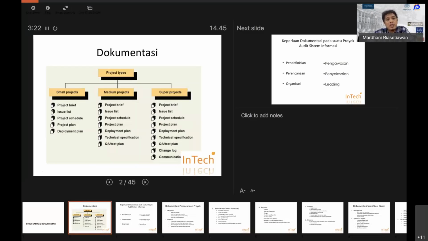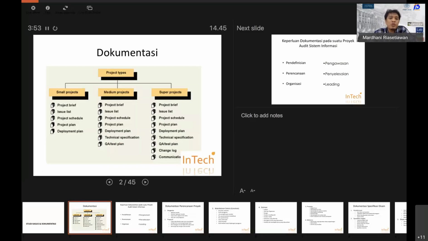Yeah, this is the same as the previous small project, but we add technical specification and also quality assurance or test plan. Yeah. So this is the difference in the medium project. We can see here that in the medium project we can go further to the QA, quality assurance, and technical specification. We need to care about these two points.